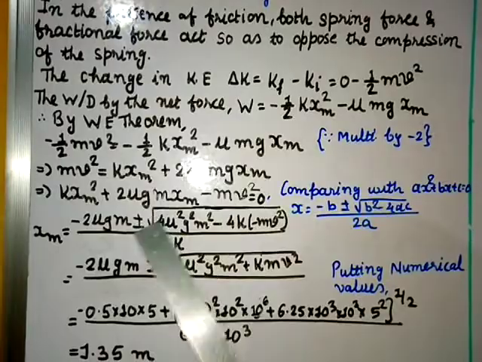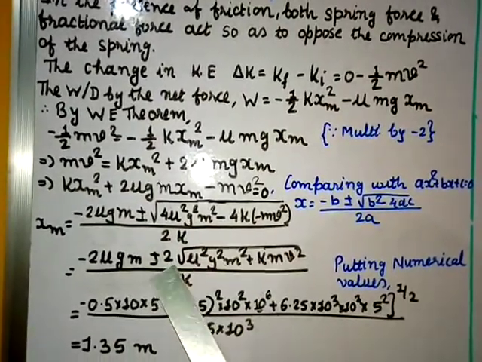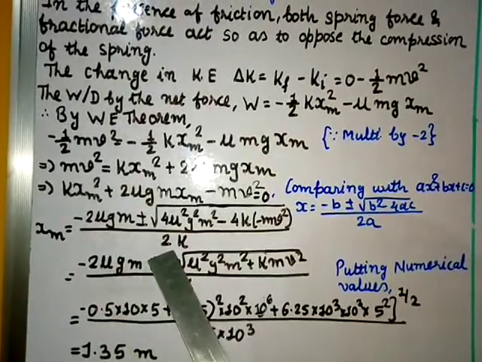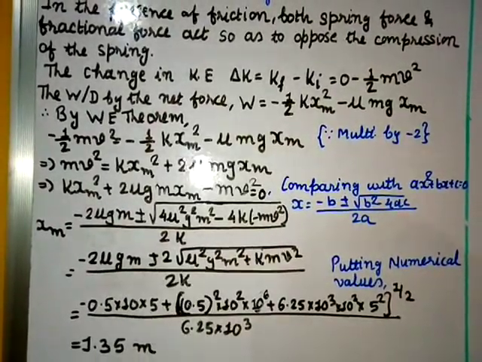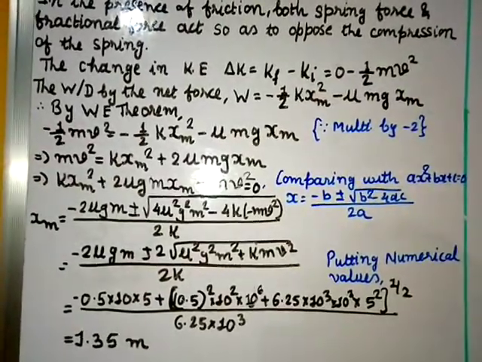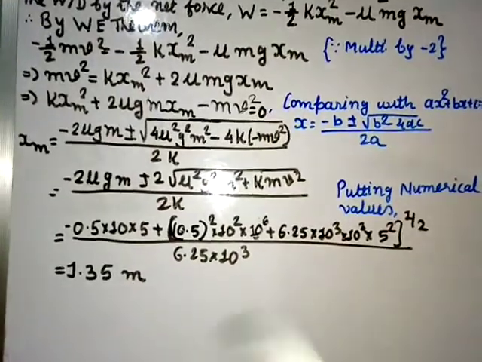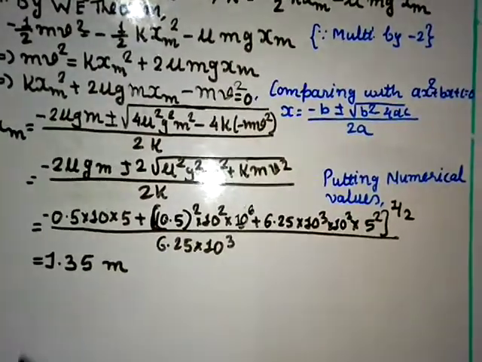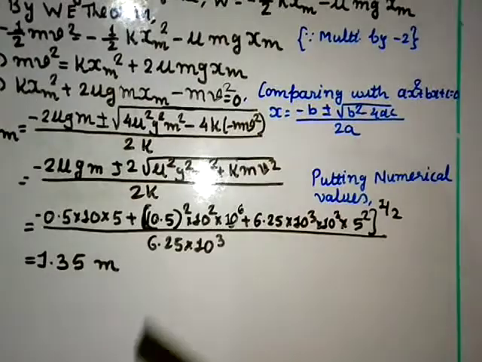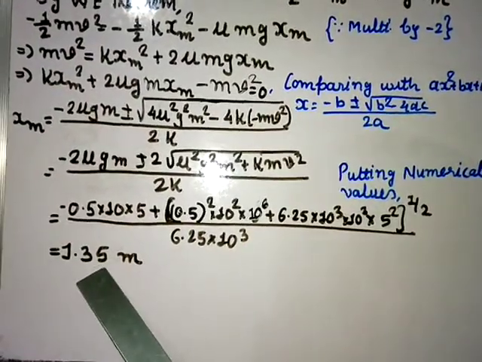Okay, from here you can take 4 common, and if you take the 4 out of the square root, it will be 2. So here also minus 2 is there, here 2 is there, and here 2. So everywhere you can cut the 2. Now place all the numerical values, using example 6.8 and 6.9. If you place all the numerical values here and simplify, you get xm equal to 1.35 meter.